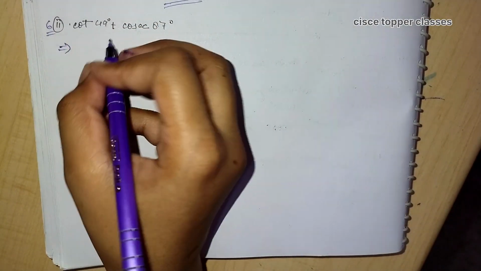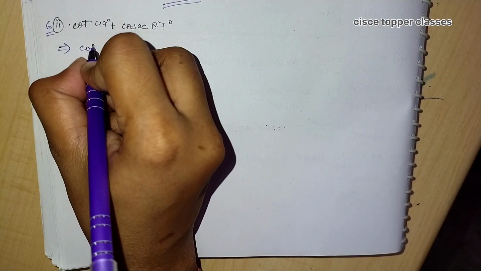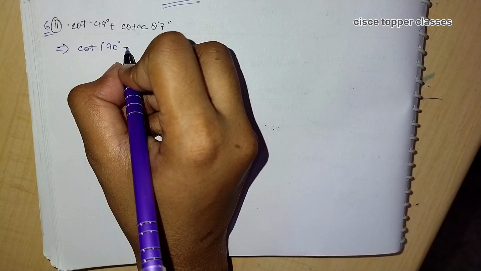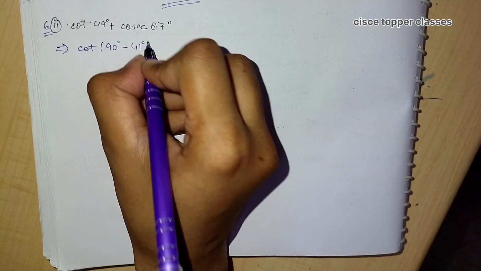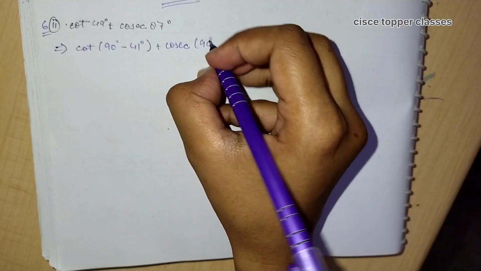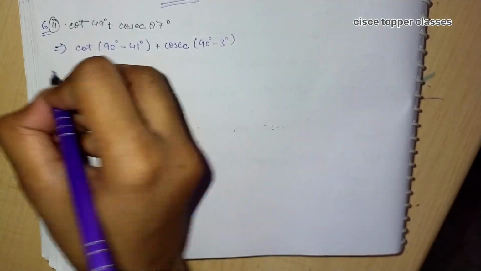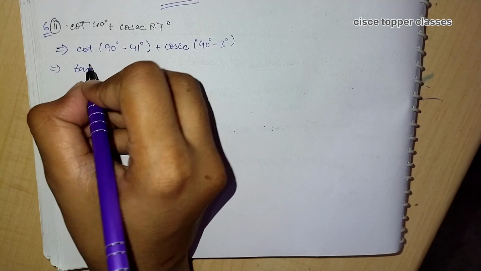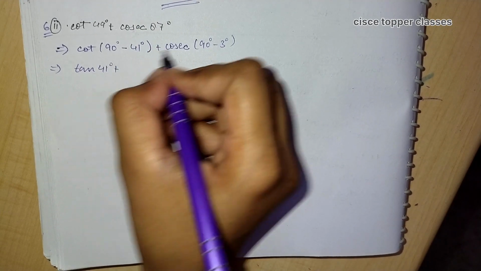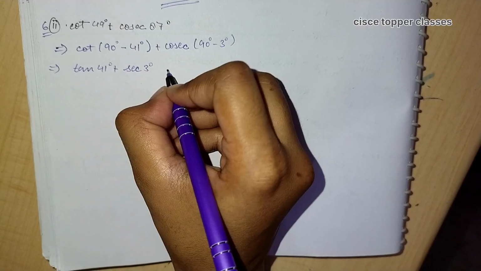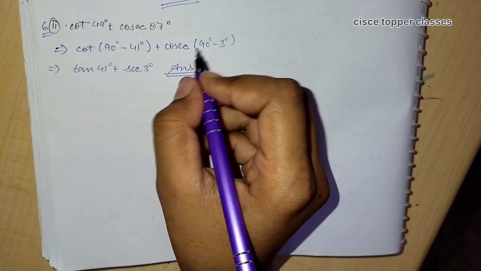Let us solve question number 6 second part here. Again this also we have to express in trigonometrical ratios. So we can write this as 90 minus theta, this will be 41 degree plus cosec(90 minus 3) degree. So again cot(90 minus theta) we can write as tan theta. This will be tan 41 degree plus cosec(90 minus theta), this will be sec theta, sec 3 degree. So this is the final answer of sixth question second part.